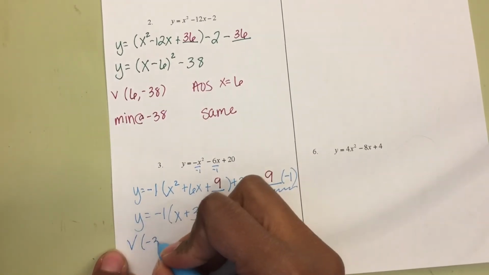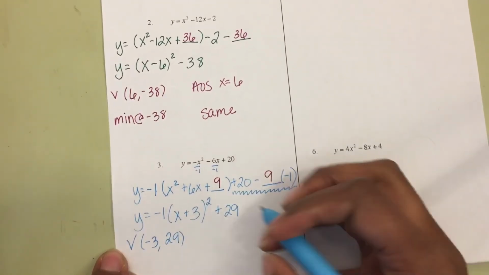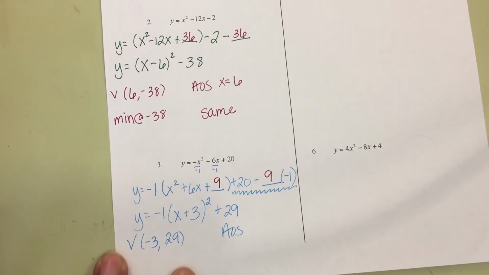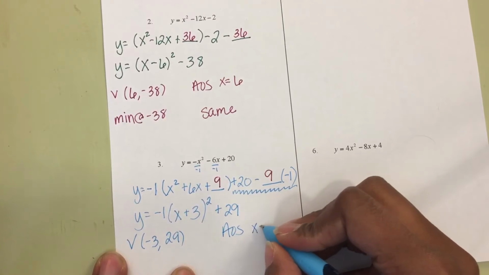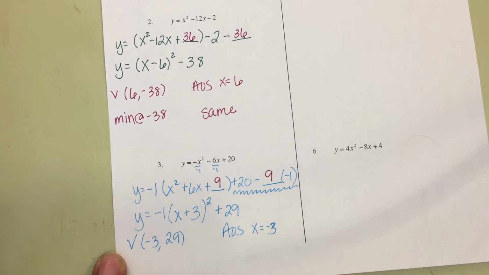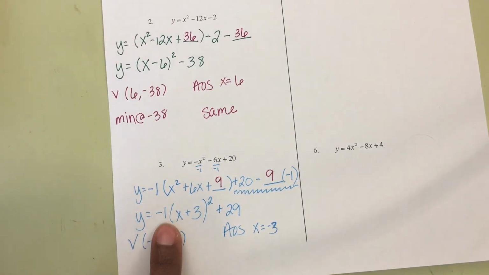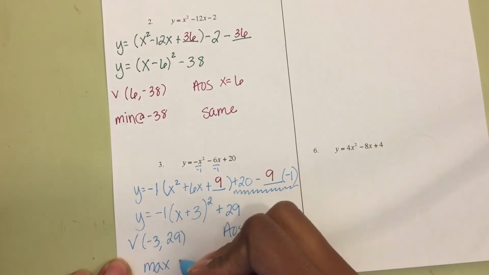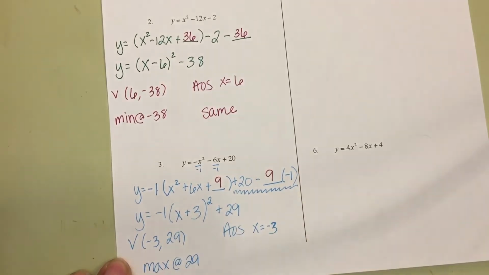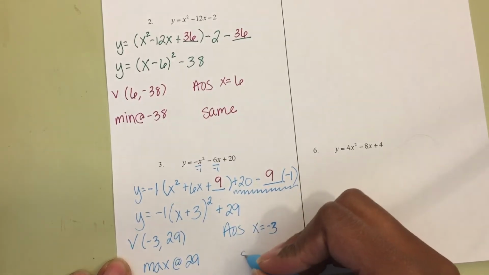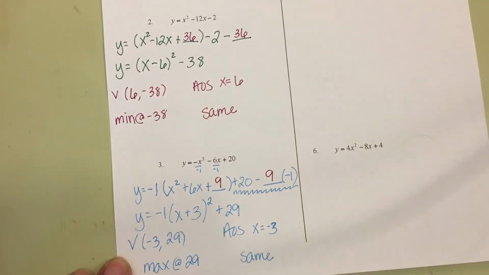The vertex is negative 3, 29. The axis of symmetry is x equals negative 3. Now, this time, A is in front of the parenthesis, is negative 1. Because A is negative 1, I know it's now going to be a max, and it's a max at 29. And then because A is still 1, where we use the absolute value, it's still the same.